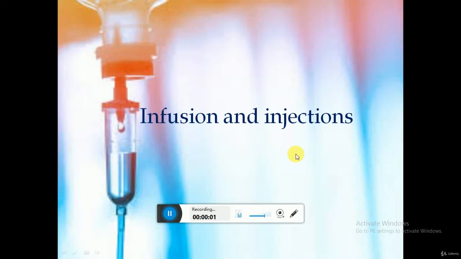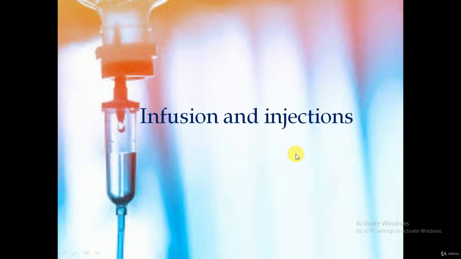Hi everyone, I am going to explain about infusion and injection coding. So what is this infusion and injection? What are the CPT codes and how to code the infusion and injection? I will explain. So these are coded mostly in the inpatient, outpatient, emergency department services.